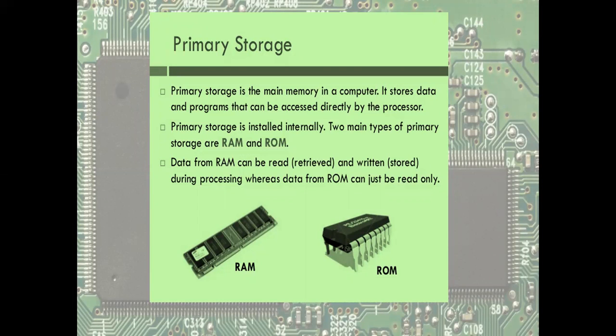Primary memory is the main memory in the computer. It stores data and programs that can be accessed directly by the processor. Keep this in your mind: the CPU can only directly access the primary memory, not the secondary. Primary storage is also called internal storage. The two main types of memory storage are RAM and ROM, random access memory and read-only memory. Data from RAM can be read, retrieved, and written.